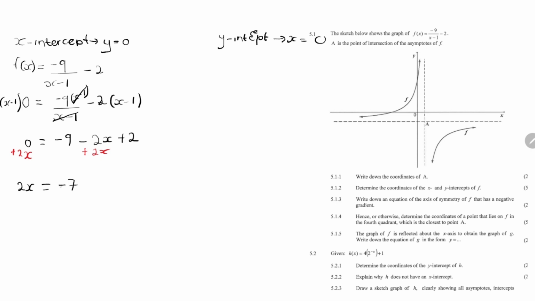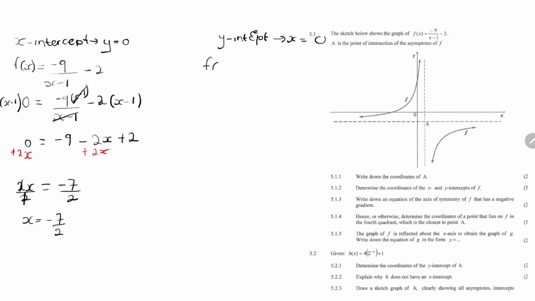To get rid of these two, we will have to divide everything by 2. This will cancel these two, such that x will be equal to -7 over 2. So what does that mean? That means our x-intercept is at -7 over 2. So now we have the x-intercept. Now let us find the y-intercept.